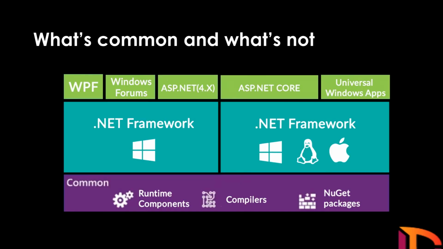So what's common between the existing .NET Framework and the new .NET Core? I'm sorry, this is actually .NET Core. So common features are the compilers and the NuGet packages. These are the extra libraries, third-party libraries, which we can use in our code.